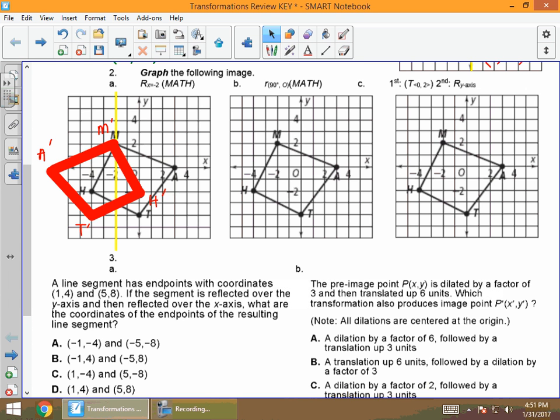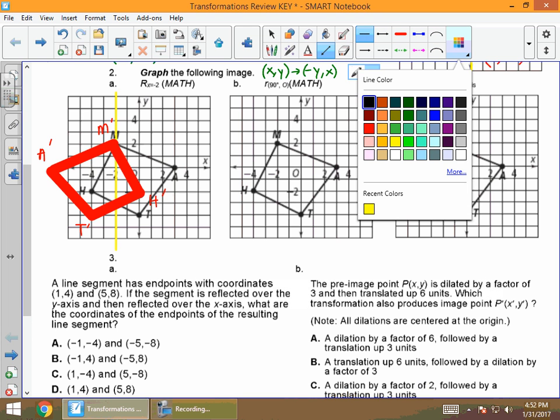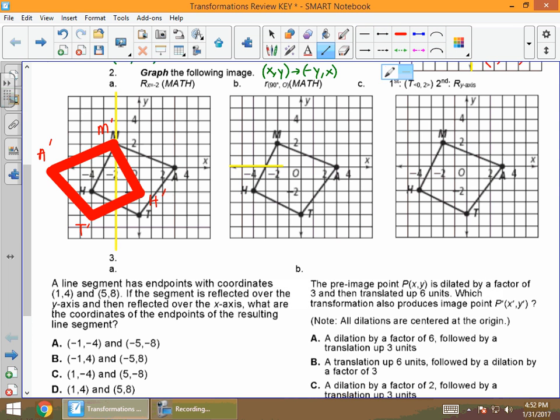All right, for letter B, it says little r, 90 degrees, and then that O, that is a rotation of 90 degrees around the origin. Now, I know this one to be, my rule is take your xy's and turn it into negative y x's. All right, so let me take a look at my origin, because it does give me the letter O, so this is all about the origin. So there's the origin.